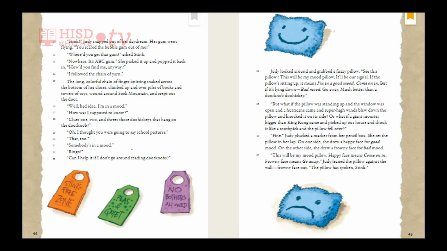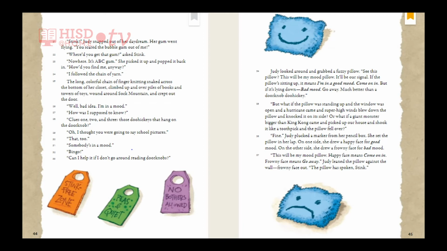"Well, bad idea. I'm in a mood." "How was I supposed to know?" "Clues 1, 2, and 3, those doohickeys that hang on that doorknob?" "Oh, I thought you were going to say school pictures." "That too. Somebody's in a mood." "Bingo." "Can I help it if I don't go around reading doorknobs?"